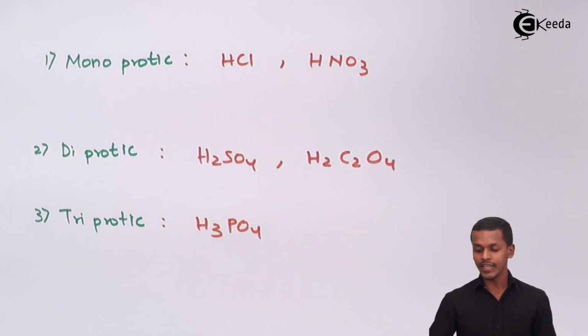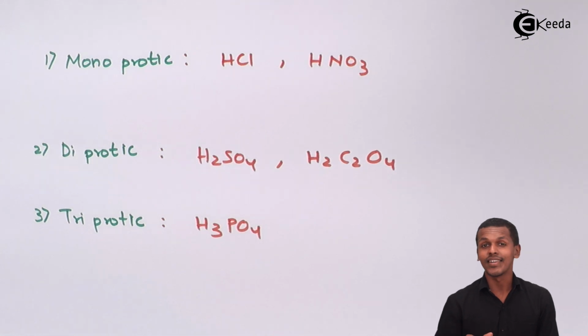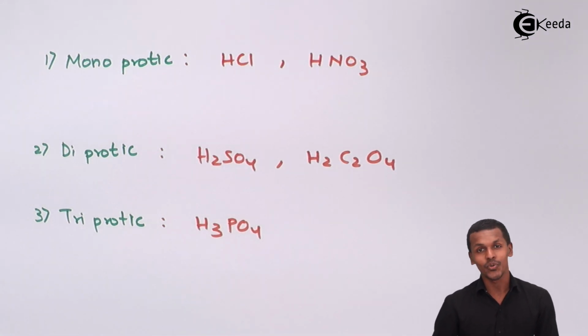So these are the three classifications based on the number of protons released, or the number of protons that get ionized when a particular substance is dissolved in an aqueous solution. So that's it. This is what I wanted to express, and that is the general concept of the acid that I wanted to showcase.